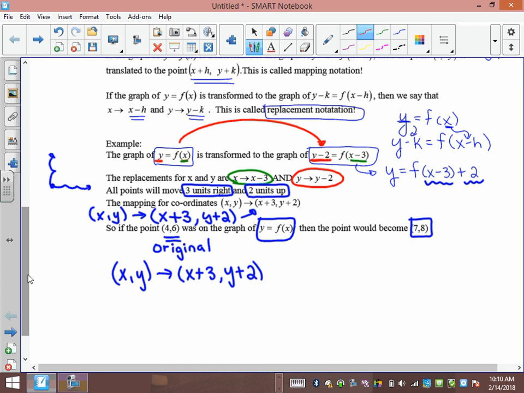All right? So we try our point. 4, 6. So x is 4, y is 6. So I'm going to plug that in. 4 plus 3, 6 plus 2. 4 plus 3 is 7, 6 plus 2 is 8. So we proved it, right? Yes, you could have just added 3 and added 2, for sure. But like I said, it's not going to stay that easy, right? Okay.